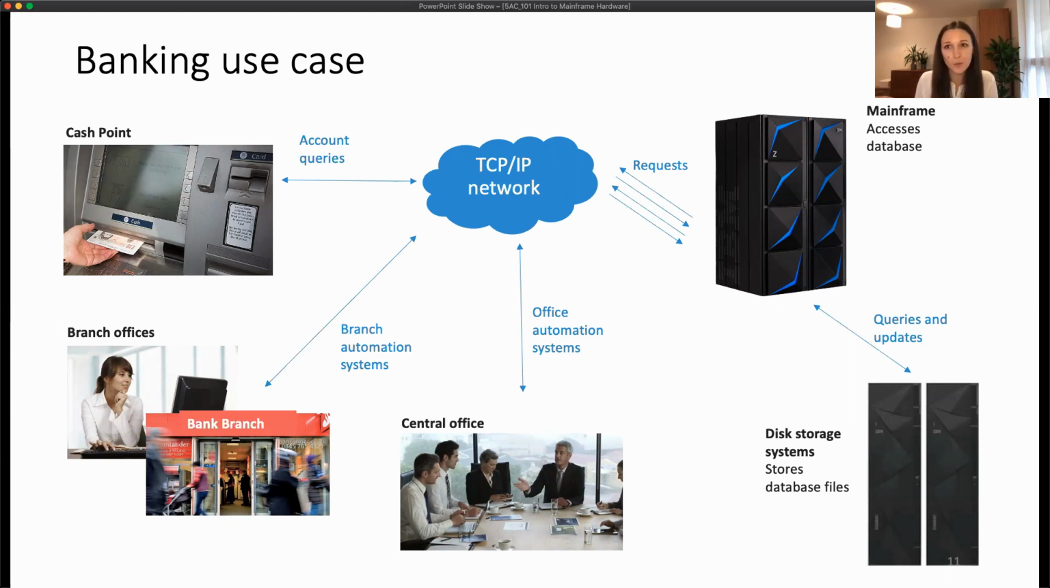So the request would be sent to a mainframe, and the mainframe would then read the data from storage to see if this request can be accepted, if there's enough money, if my balance allows that. It would then update the balance on the database, communicate it back to me, and I would get the cash and I would see the new balance. So this is something that would need to happen instantly and in real time.